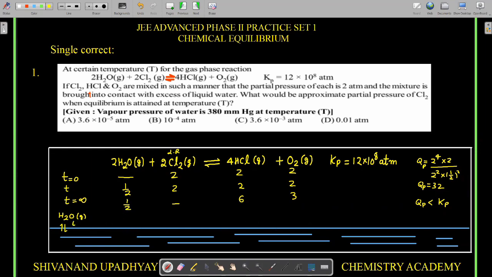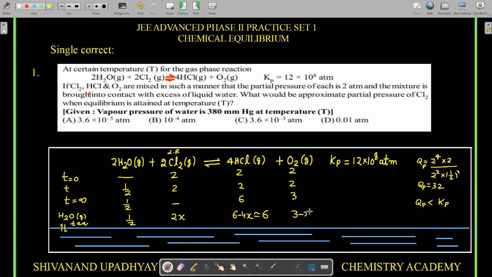So I can write that at equilibrium, the vapor pressure of water will remain the same, equal to aqueous tension. And where equilibrium is established from the backward direction, I can write 2x, and here 6 minus 4x, but the value of x is very small, so this is approximately equal to 6.